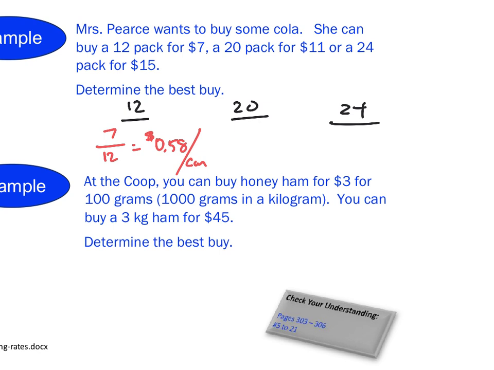Now the 20-pack is $11. So 11 divided by 20 is equal to?